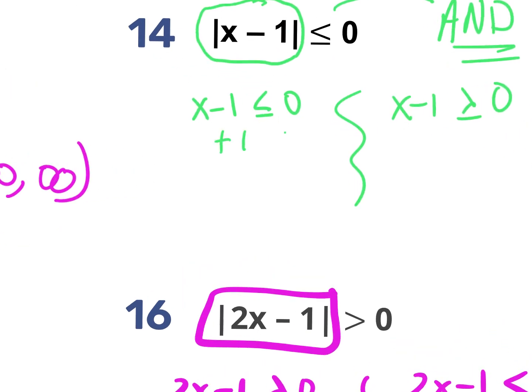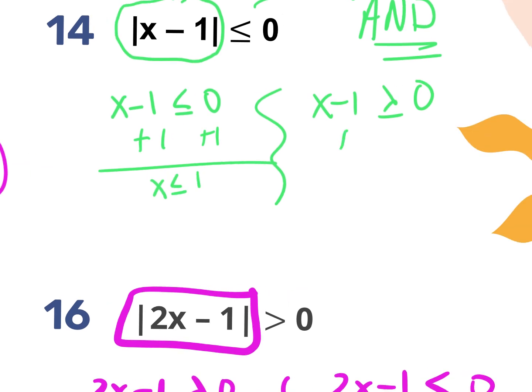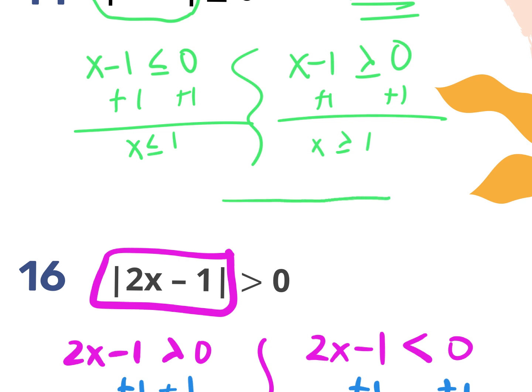So guys, we're going to add 1 to both sides. So x is less than or equal to, I'm sorry, 1. And we're going to add 1, and we have x is greater than or equal to 1. So remember, an and means where they overlap. So here is 0, here is 1. What kind of a dot do we have at 1? It is going to be closed because it's or equal to.